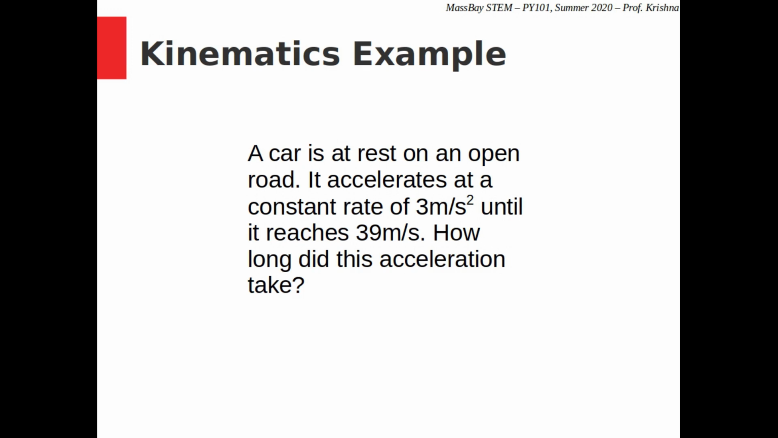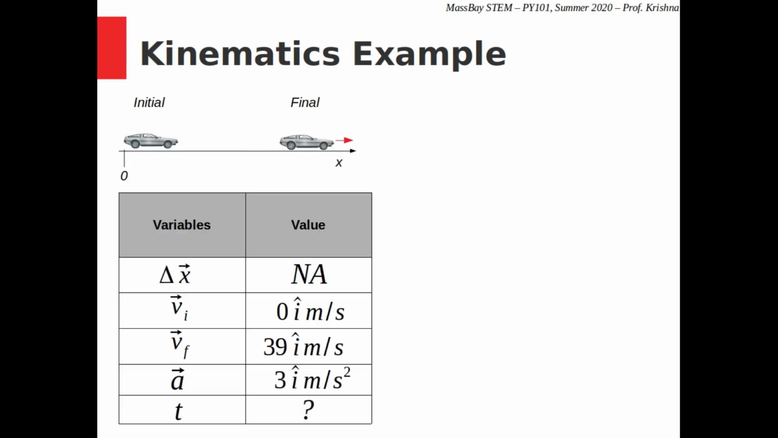We need a third known value. Look at the first sentence. A car is at rest. That is another way of saying the initial velocity is 0. So now we have 3 knowns.